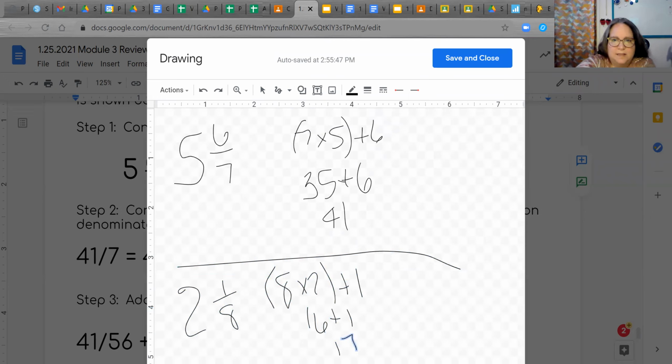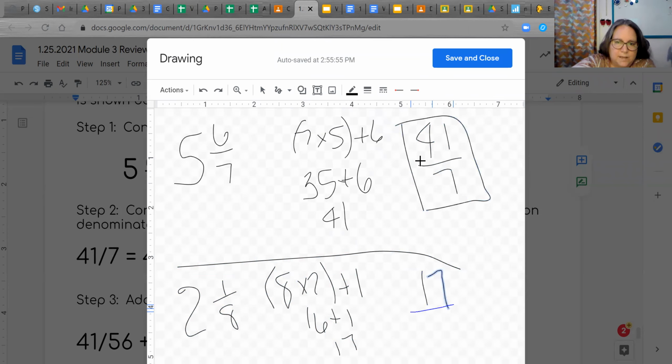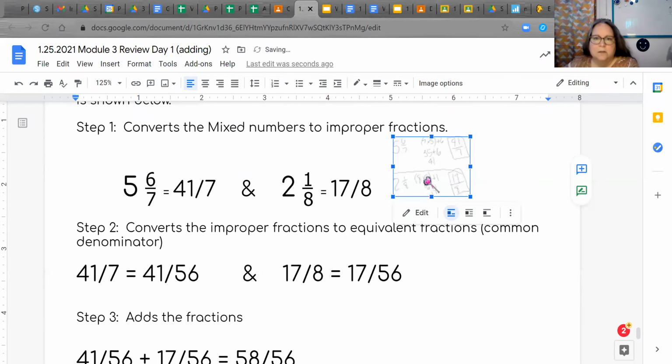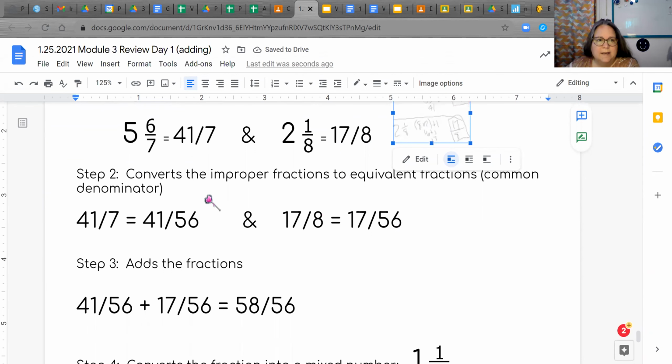And we know that these are over the denominators. These are the correct improper fractions for these numbers. So once we do that and we look, we see that the numbers match up. We know step 1 is correct. Now we need to convert the improper fractions to equivalent fractions. So we're turning apparently 7 and 8. Its common denominator is 56. That's what we're going to use.